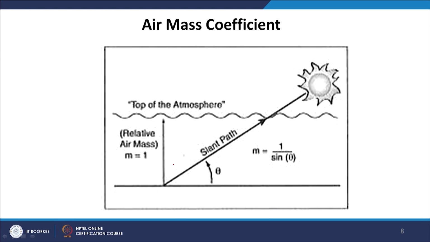And in this picture we are showing the AM 1.5. So, as you can say, AM is 1 over sin theta. So, AM 1.5 corresponds to a particular value of the angle theta.